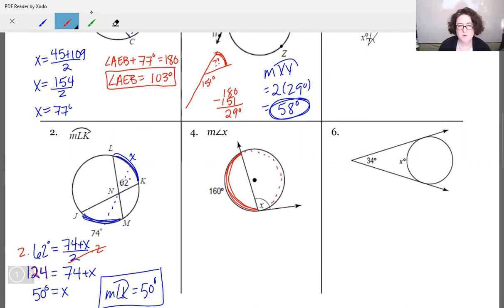entire circle. Well, what do we know that the arc measures going all the way around a circle should always be adding up to? If everything adds up to 360 and we already know the 160, the leftover is just going to be 360 minus 160, otherwise known as 200 degrees. And so if the arc measures 200 degrees, how do I use that to find the angle? Well, the angle is half the arc measure. So X equals 200 divided by 2, aka X is 100 degrees.